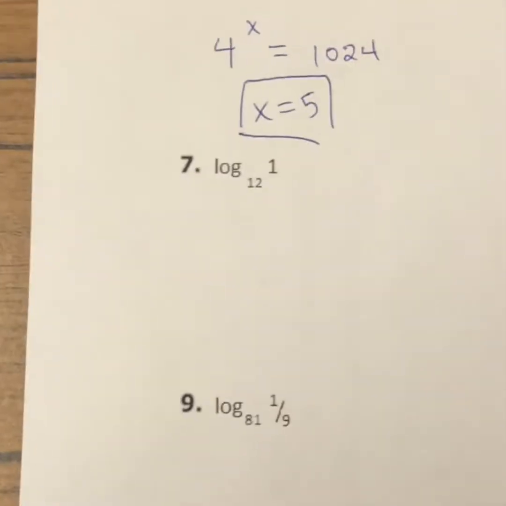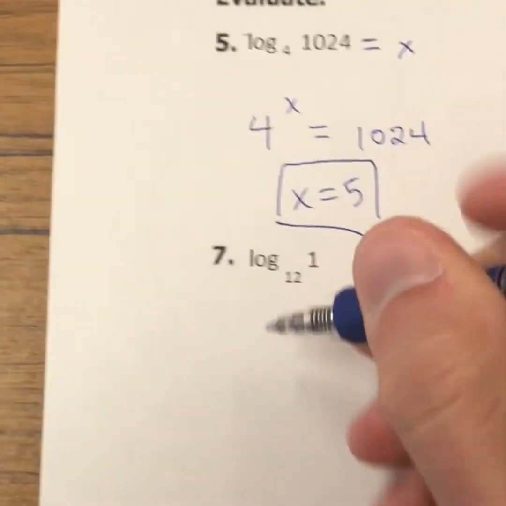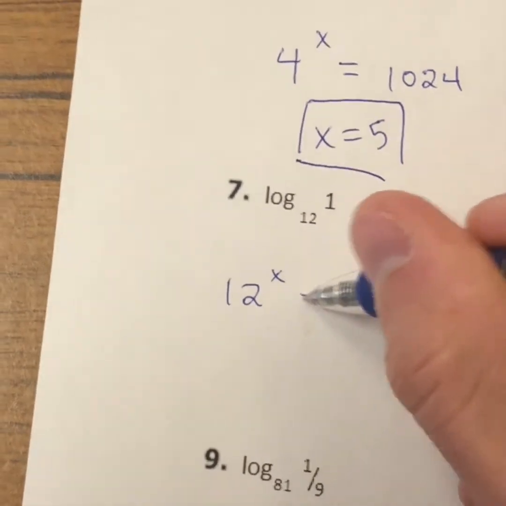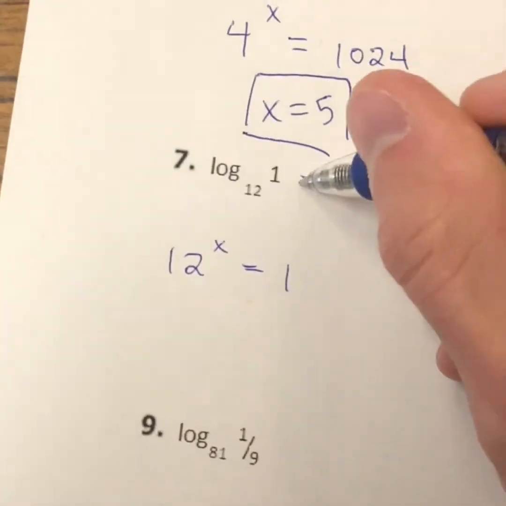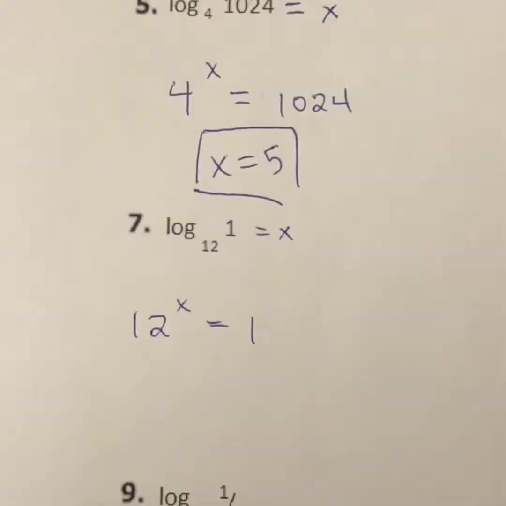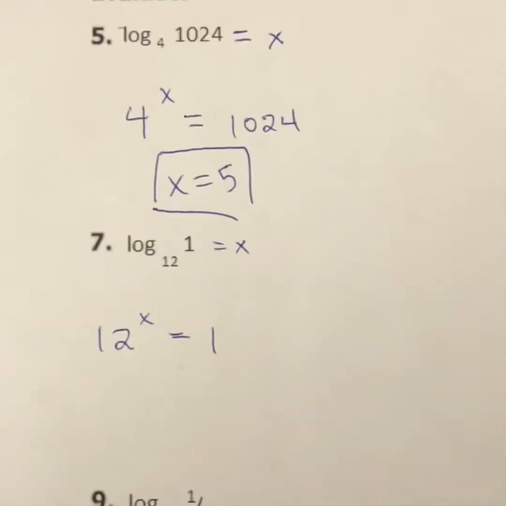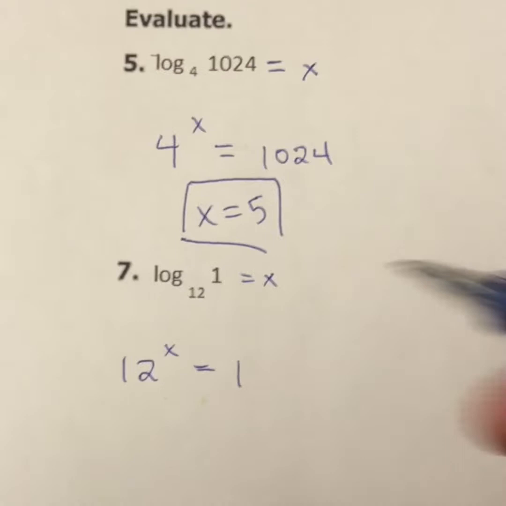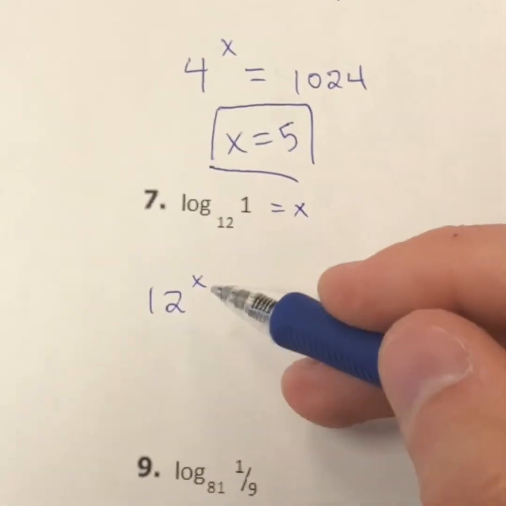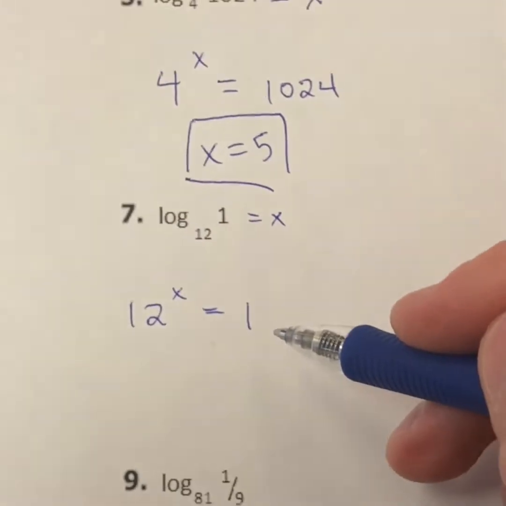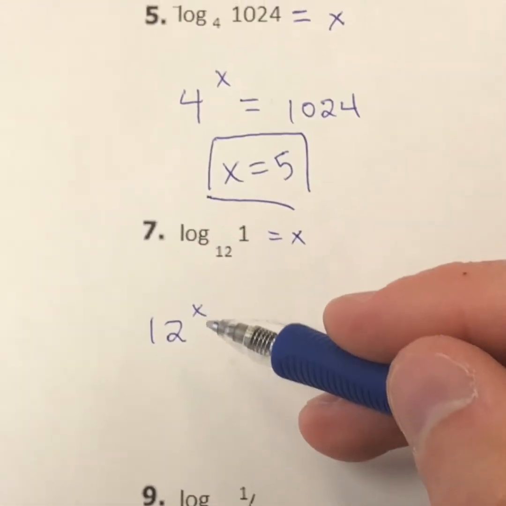Okay, number 7. Same process here. 12 to what power equals 1? There was a Khan Academy example of this one, and if you remember your exponent rules, there's only one number we can raise 12 to and get 1. The only number that exists.